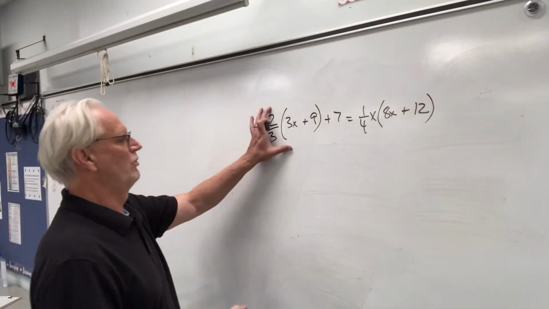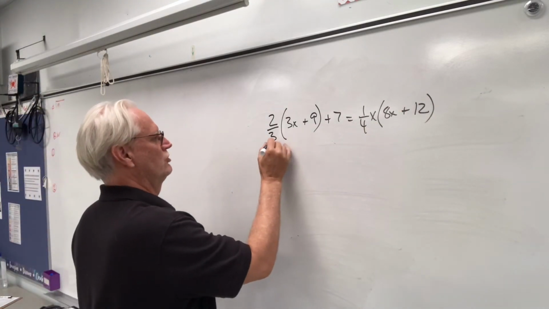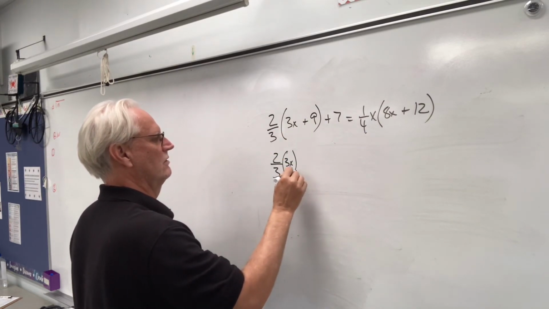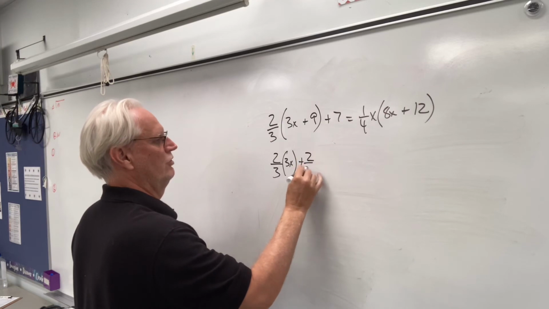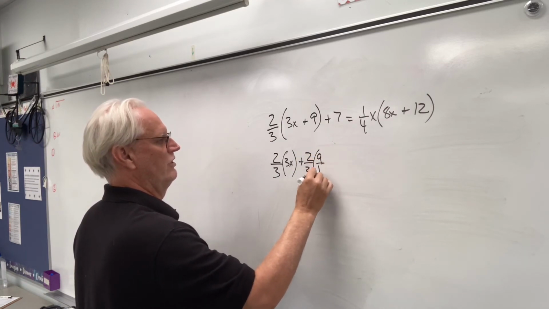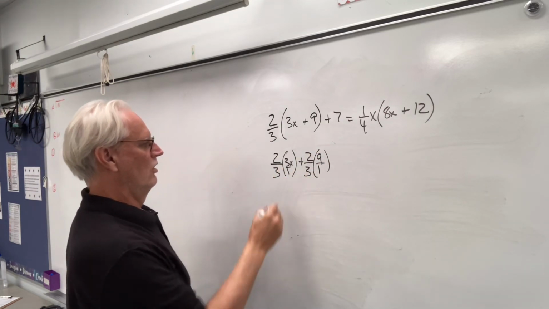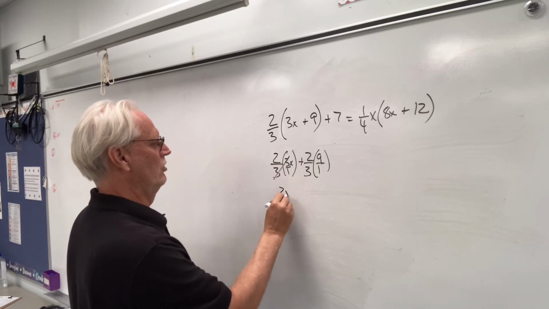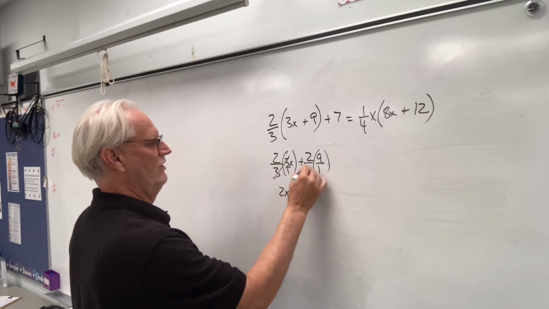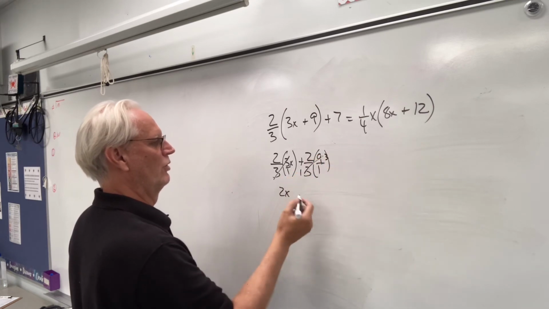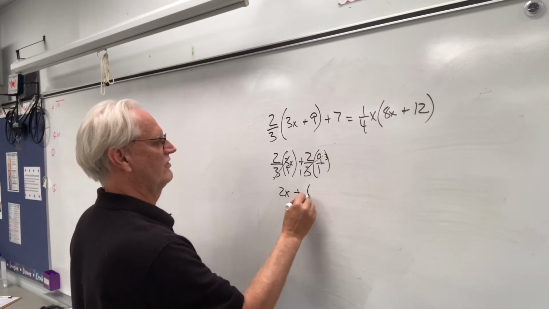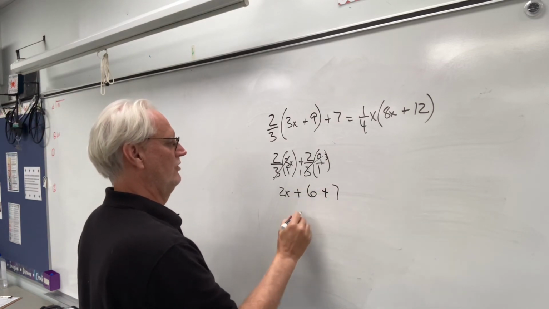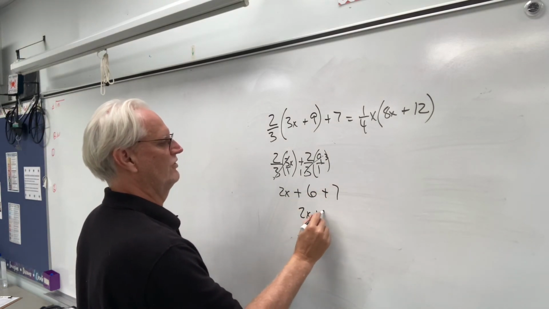So if I'm multiplying here, I have 2/3 times 3x plus 2/3 times 9/1. So this x, that's going to cancel out. So you're going to end up with 2x here. And these two will cancel out. That's a 1 and a 3. So you end up with plus 6 here. Plus 7. So this is going to be 2x plus 13.